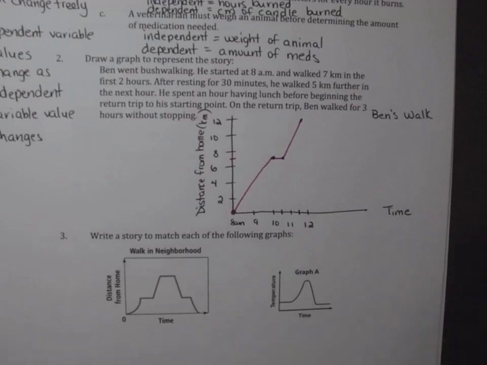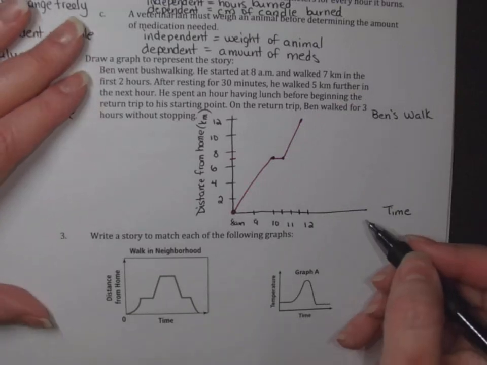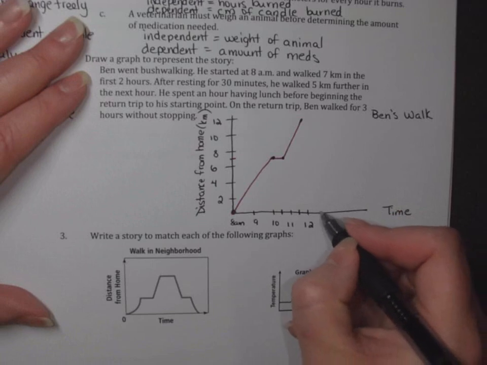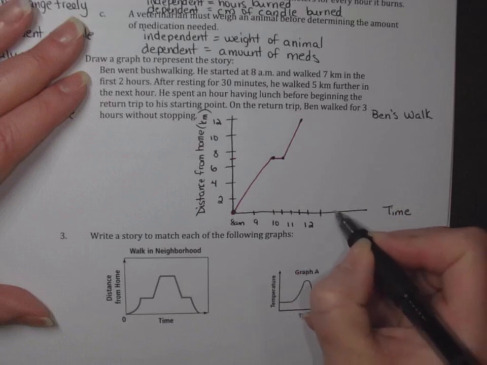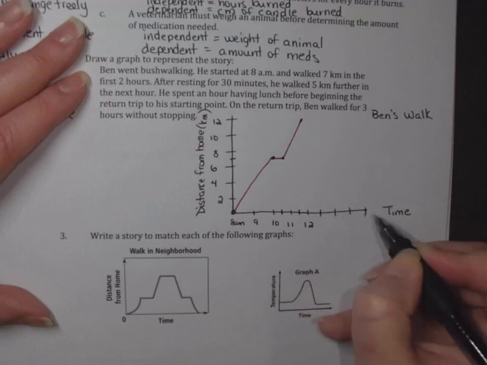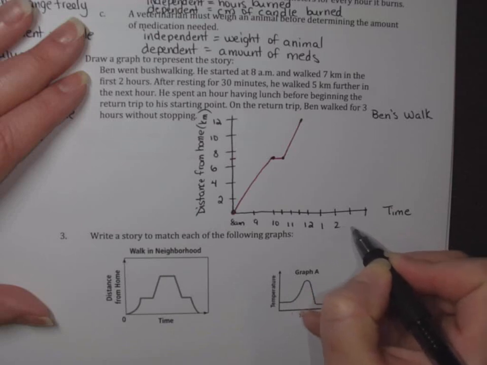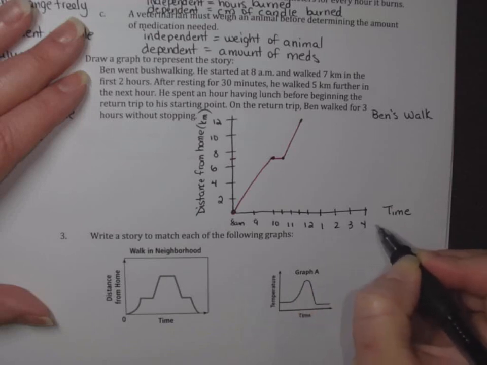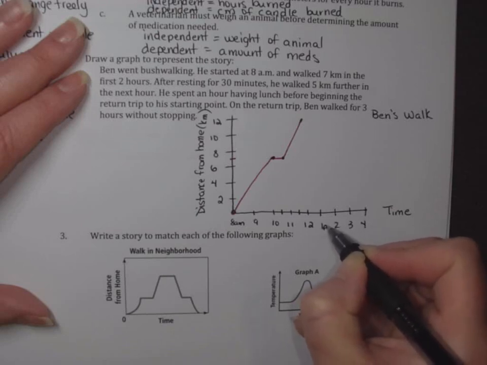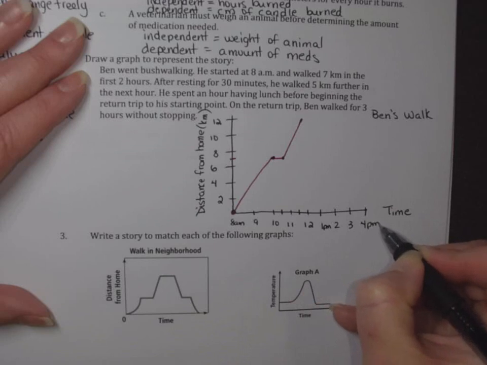He spent an hour having lunch, so we do need to go further, and then he starts walking back for 3 hours. So we're actually going to need a few more hours here. So this is 1, 2, 3, 4. This is 1 p.m., 4 p.m.